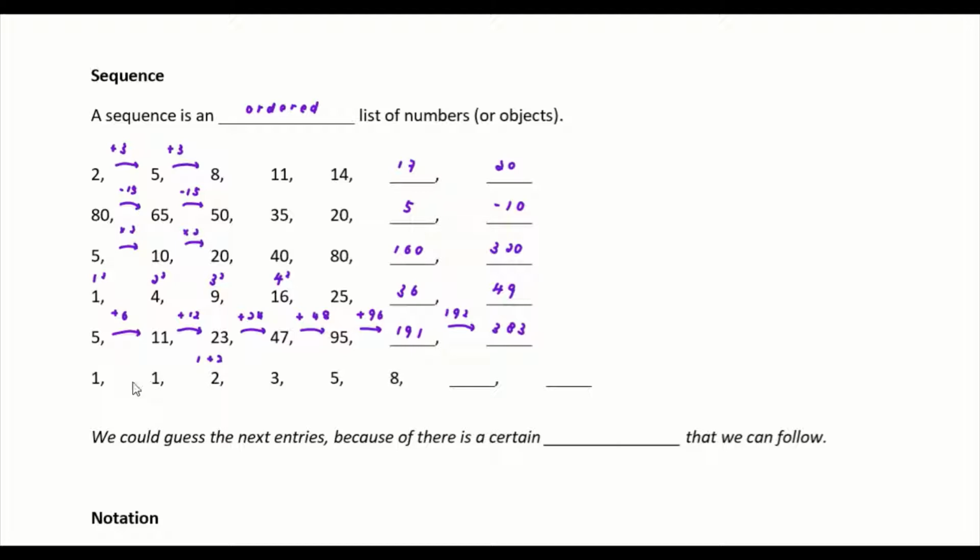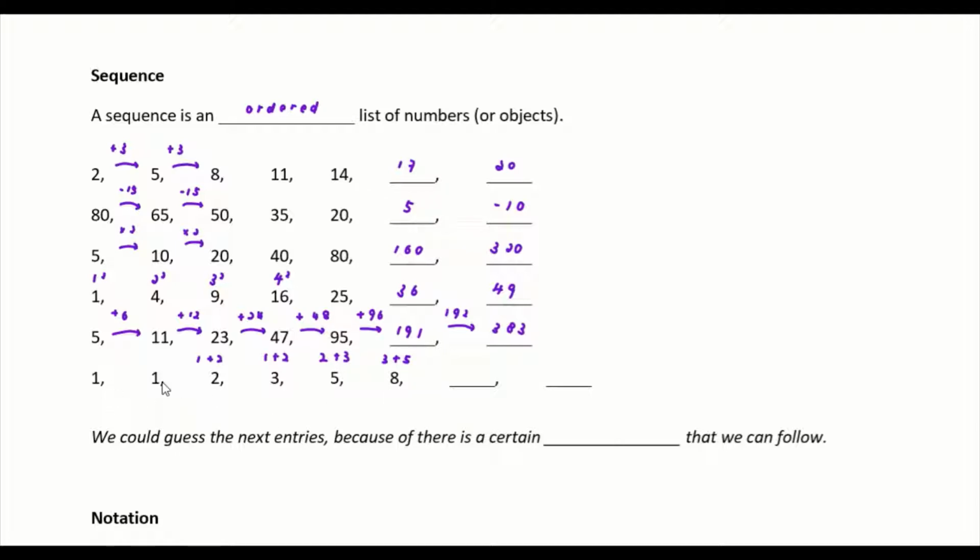So it's the sum of the first two terms. How do you get 3? It's the sum of the previous two terms as well, 1 plus 2. How do you get 5? It's the sum of the two previous terms, so 2 plus 3, right? So how do you get 8? It's 3 plus 5. So which means that for each subsequent term, it's the sum of the previous two terms.